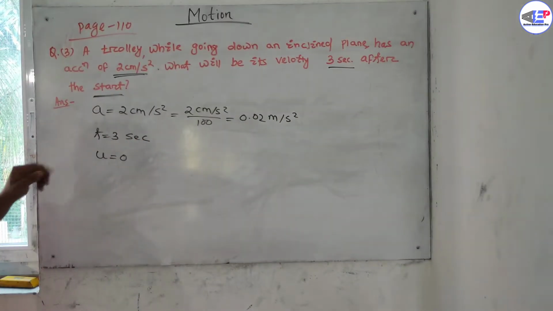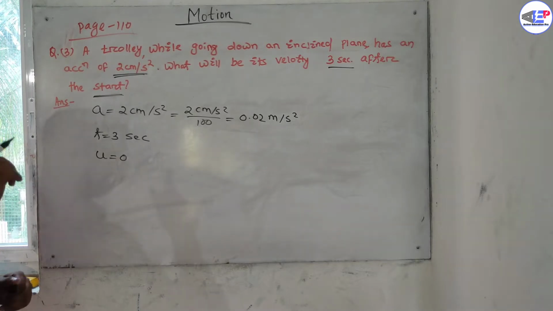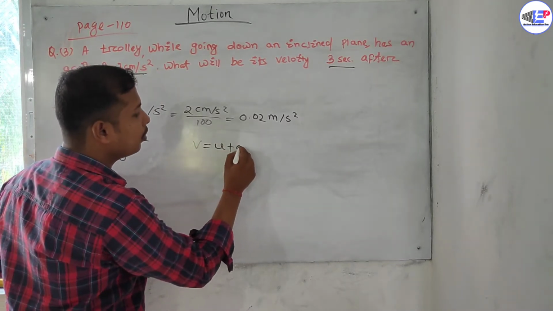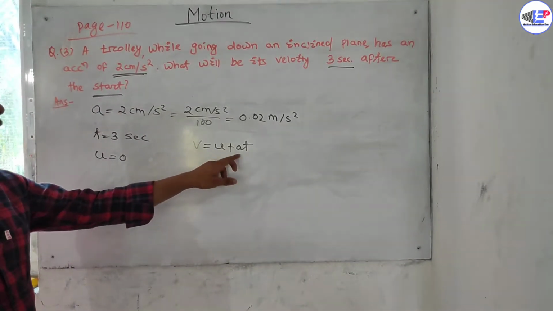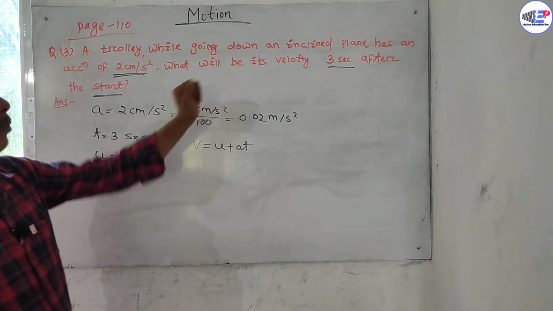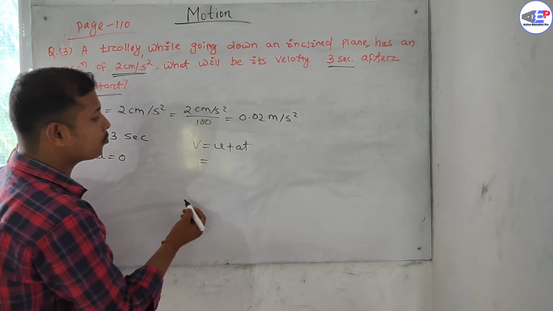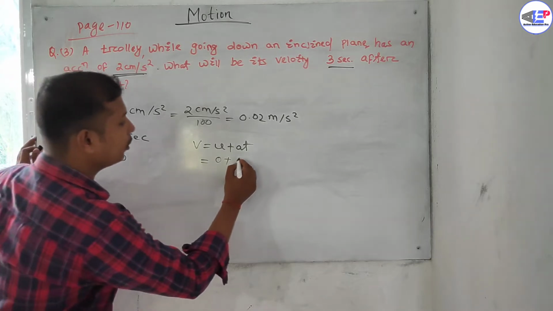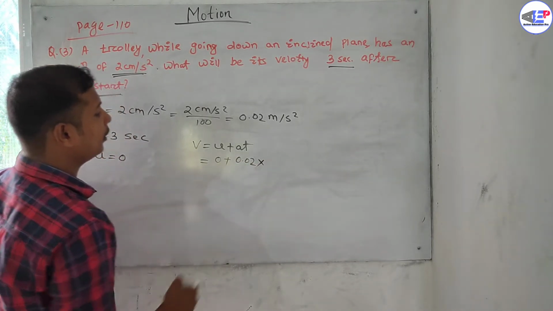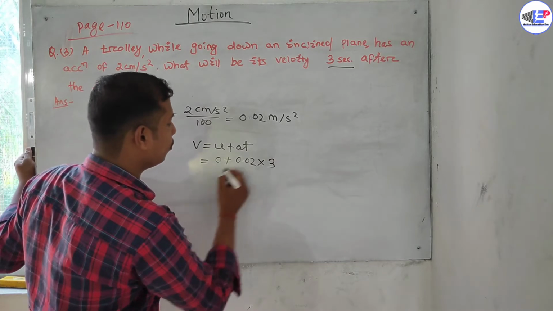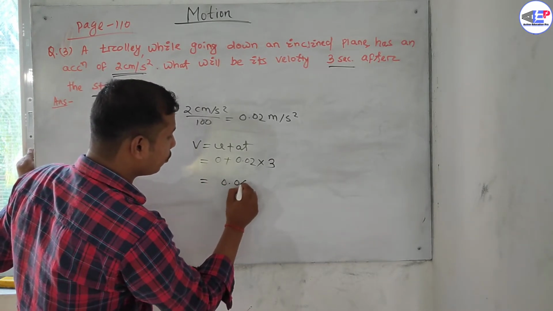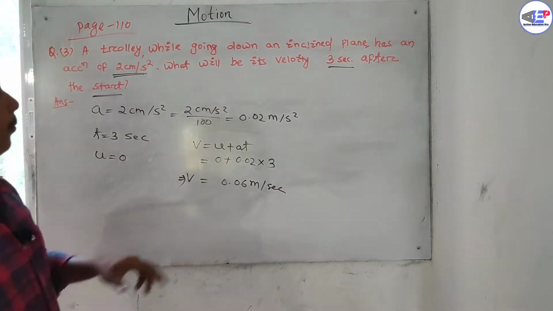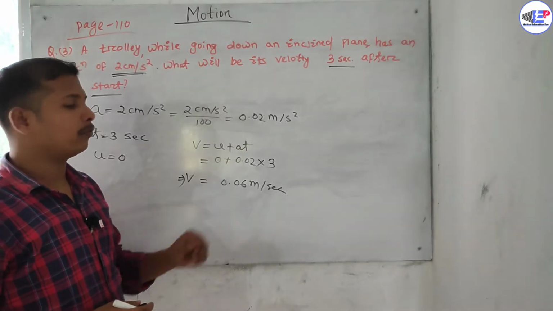Here we have three values, a, t and u. From the equation of motion, we know that v is equal to u plus at. We have three values, u, a and t. We have to calculate the value of v. So putting the values, we get v is equal to 0 plus a. Here a is 0.02 into t. Here t is 3. So it will give 0.06 meter per second. So the velocity will be 0.06 meter per second.